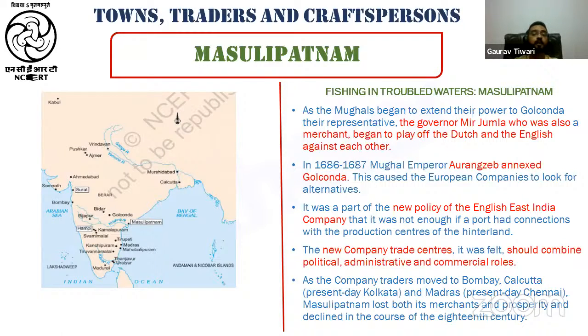Now, what happened is these East India companies, these Europeans, were also smart. Now they started changing their policy. It was a part of the new policy of the English East India Company कि हमें अब सिर्फ ऐसे पोर्ट नहीं चाहिए जो कि हिंटरलैंड को पोर्ट से कनेक्ट करें. दैट इज, जो प्रोडक्शन सेंटर्स होते थे हिंटरलैंड में, जैसे कि यहाँ मसूलीपट्टनम है, तो इसका हिंटरलैंड क्या हो गया? ये नियर बाय जो भी टेरिटरी होगी, जैसे गोलकोंडा अभी तो इस मैप में दिख रहा है, तो इसको मान लेते हैं कि ये हिंटरलैंड हो गया.